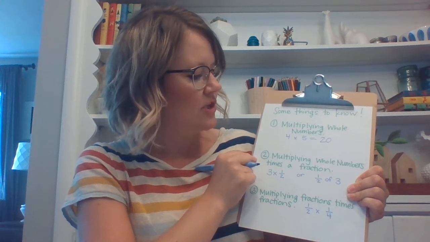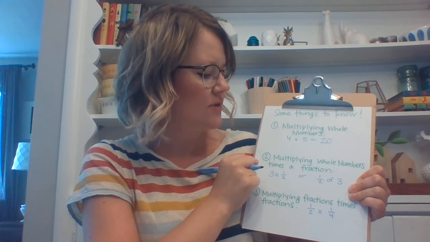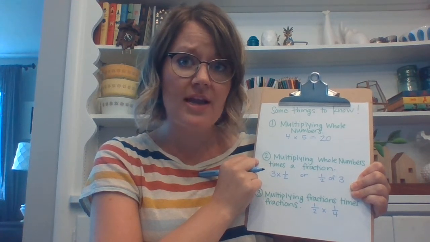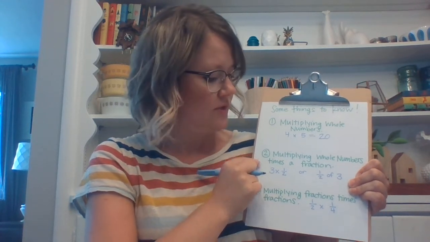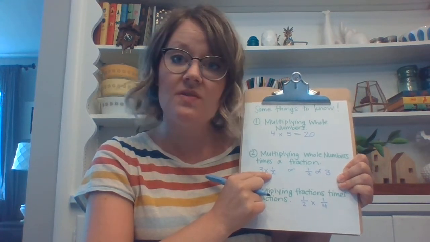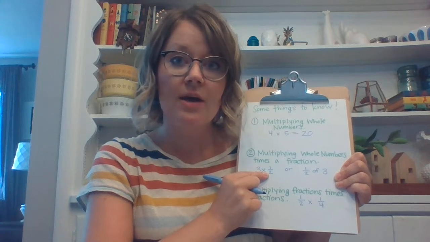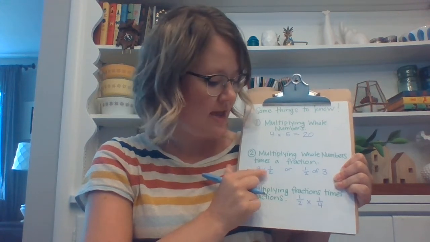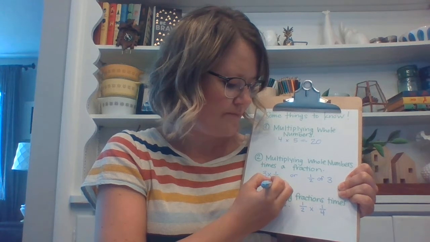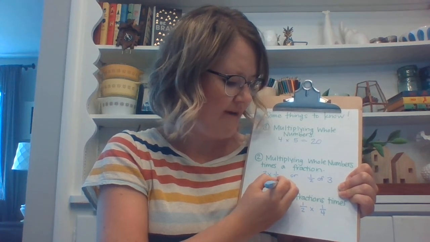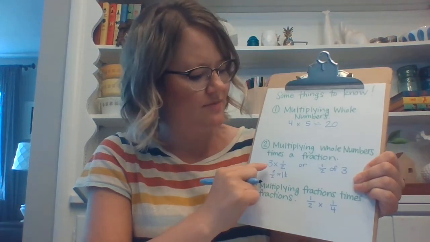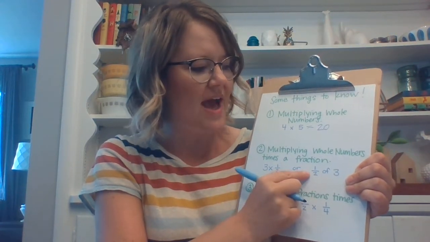We also need to know how to multiply whole numbers times a fraction. This is something you learned last year in 4th grade, and we built upon it this year. So we could think about something like 3 times 1/2 as 3 groups of 1/2. So like 1/2 plus 1/2 plus 1/2. And that would equal 3 halves or 1 1/2. Both are accurate.